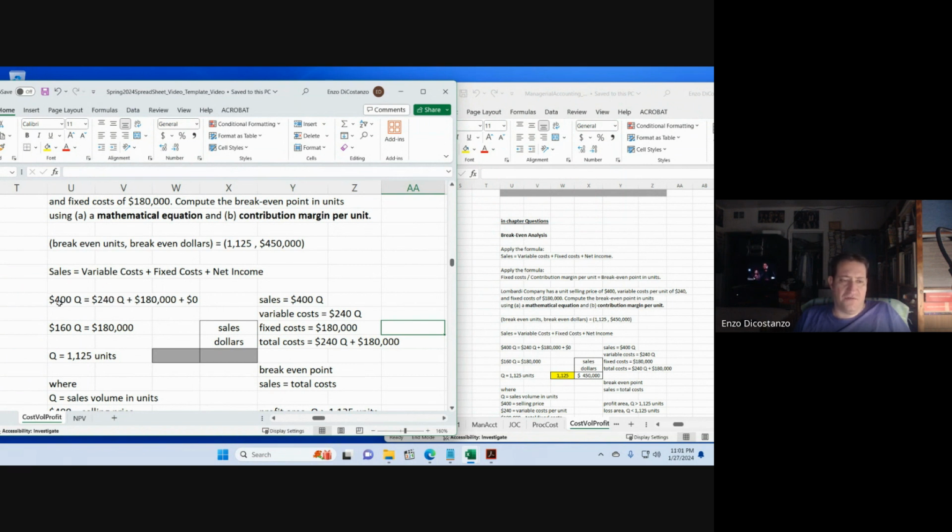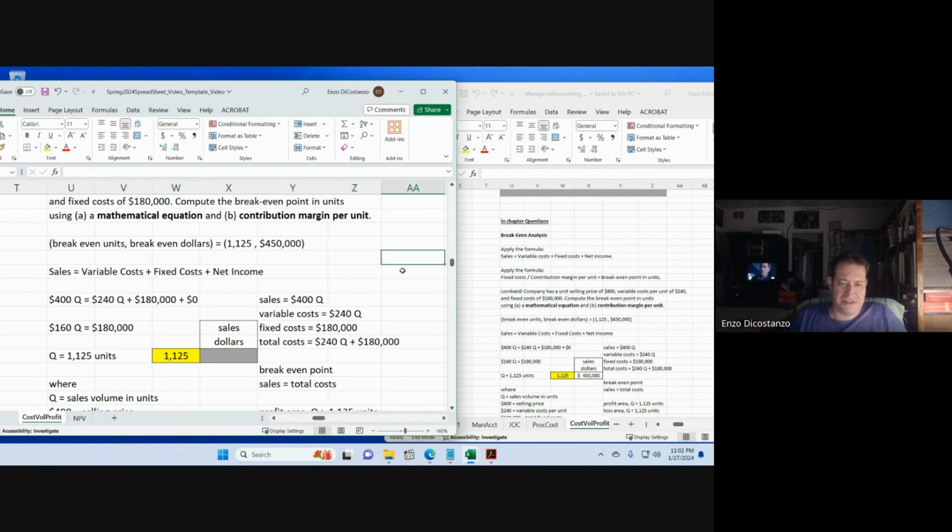So 400 minus 240 is 160. Take 180 and divide that, so this is equal to, you could type it in without the comma, divided by 160. You have your units that we just determined. The way this is written is very mathematical, like x coordinate, y coordinate. So the Q is 1,125, and then we want to determine the sales dollars.